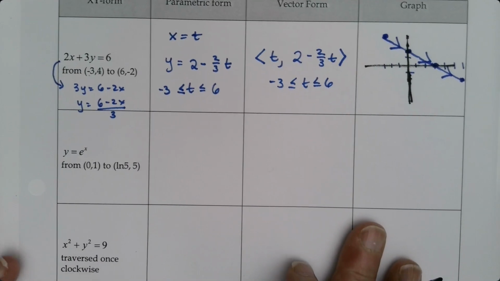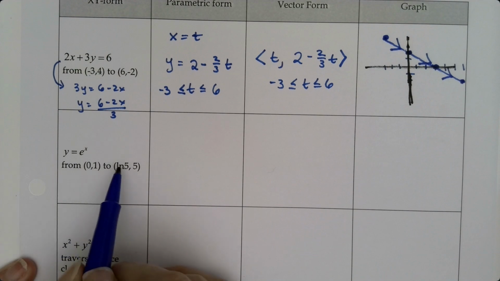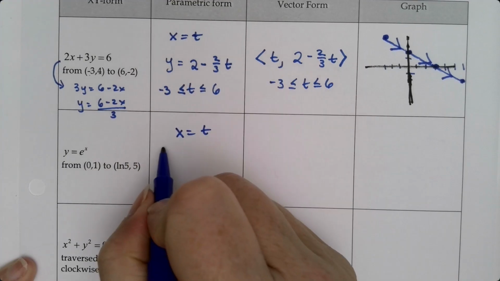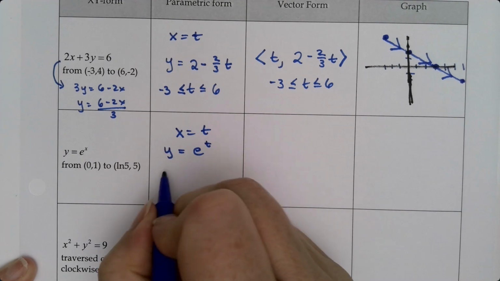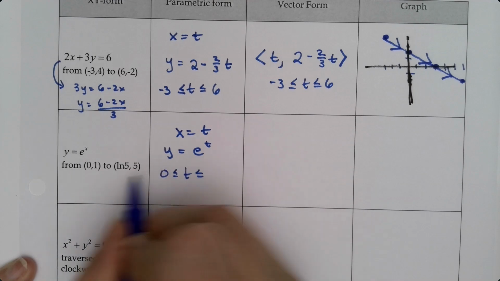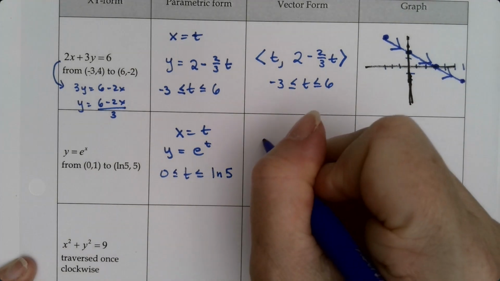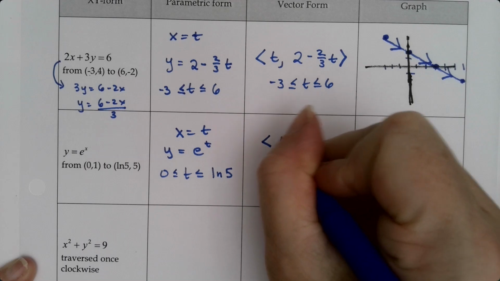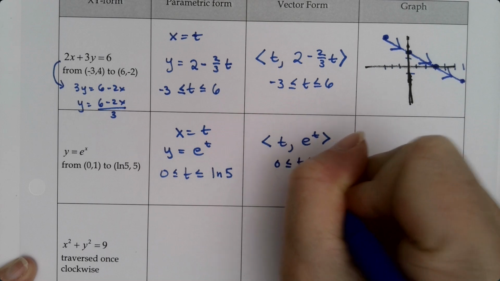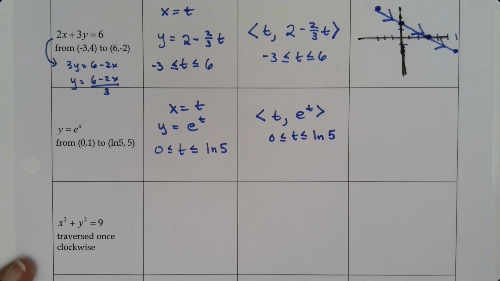All right, now let's do it again. So y is equal to e to the x. That's an exponential function from (0, 1) to (natural log of 5, 5). Again, the easiest way to rewrite this is x equals t, y equals e to the t. And we would say that t is restricted from 0 to the natural log of 5. So to write it in vector valued function form, we would put (t, e to the t), and then we would still say the same restriction. So you can see that parametric and vector valued functions are very closely related to each other.